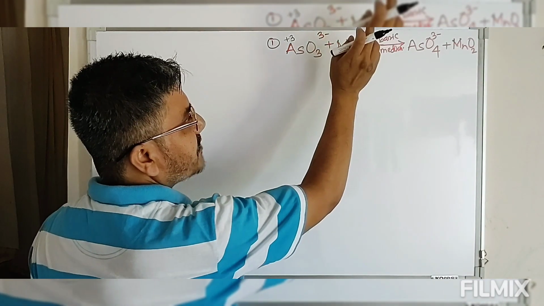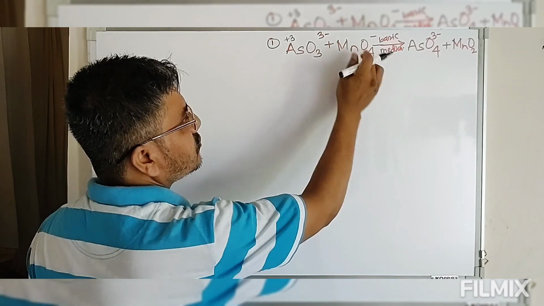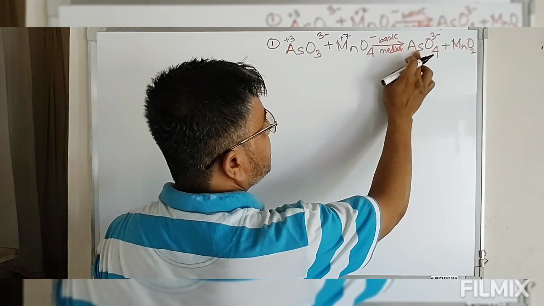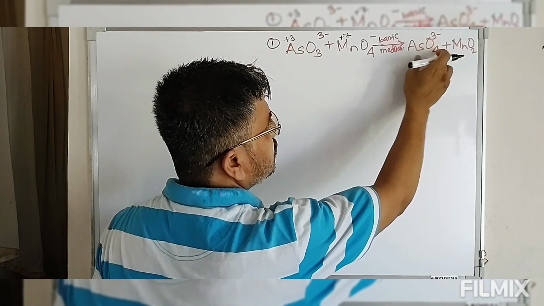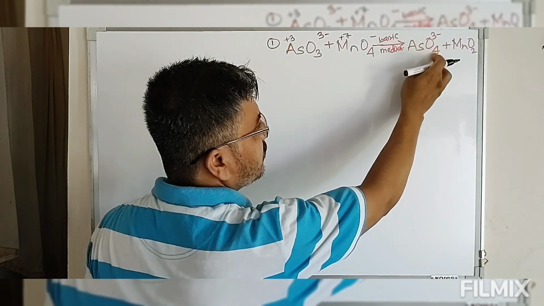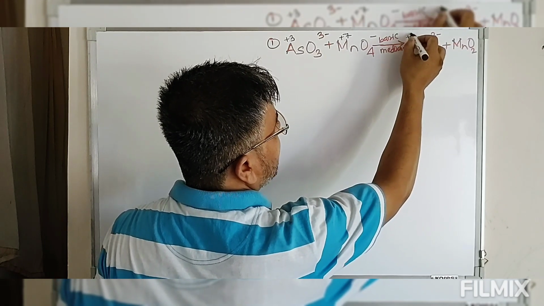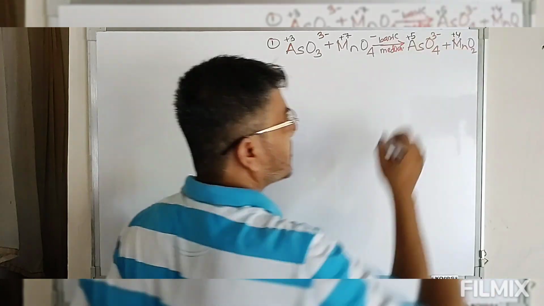MnO4 minus: the charge is -1, this is oxide -2, so -2 into 4 is -8, so this must be +7. Then this is AsO4 3 minus. This is the total charge of this species. Oxide -2, -2 into 4 is -8. For this to be -3, this must be +5. And this MnO2, this is oxide, so this is +4.